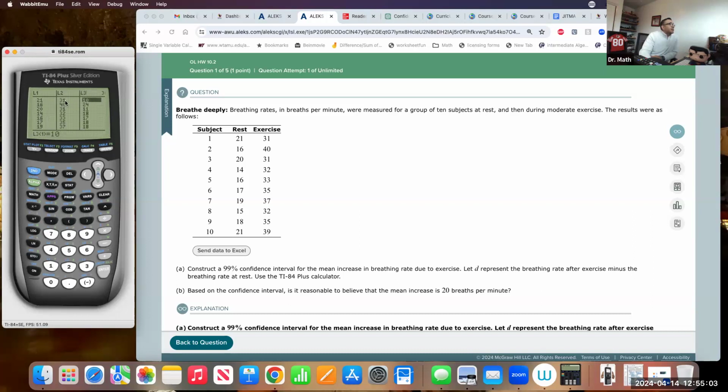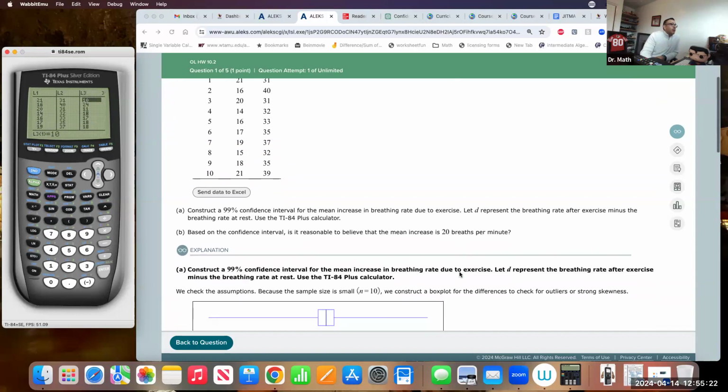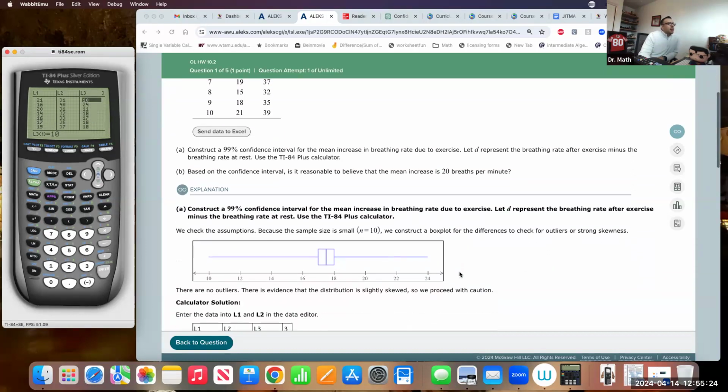And all it did is it subtracted each of those numbers for me. All right, so there. Now we have that list that we want. So L3 here represents the difference. And so now I could go ahead and run, using my TI-84 calculator, a confidence interval. Okay. So it's just some things to look out for.